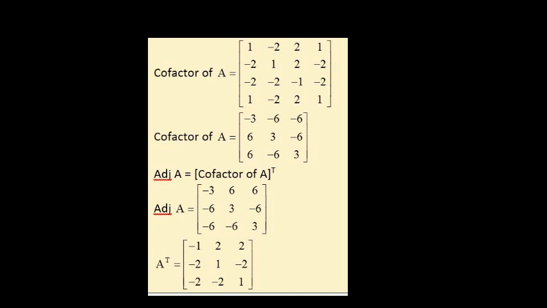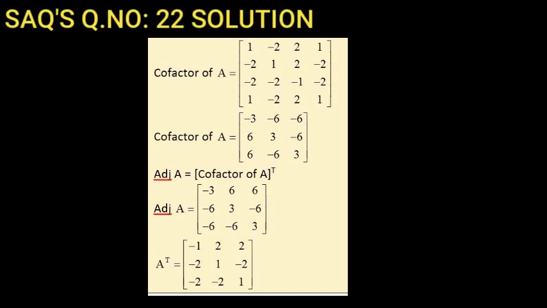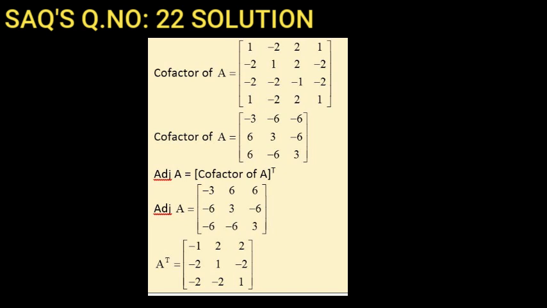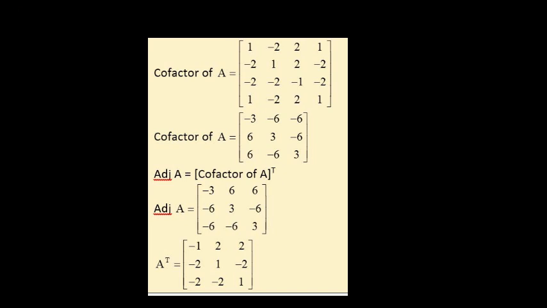In the previous problems we solved the cofactors of different elements in a matrix. Therefore, by using this method, the cofactor matrix of A is equal to [-3, -6, -6; 6, 3, -6; 6, -6, 3]. Now adjoint A is equal to the transpose of the cofactor matrix. Transpose means interchanging the rows into columns or columns into rows. Then we get [-3, 6, 6; -6, 3, -6; -6, -6, 3]. Take this as equation 1.